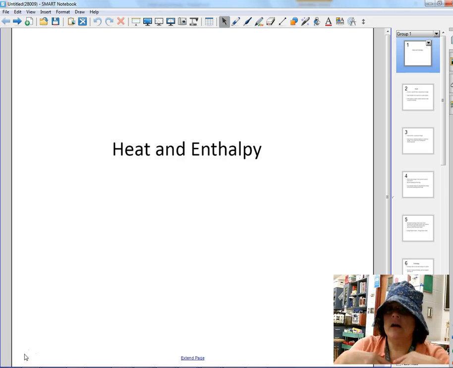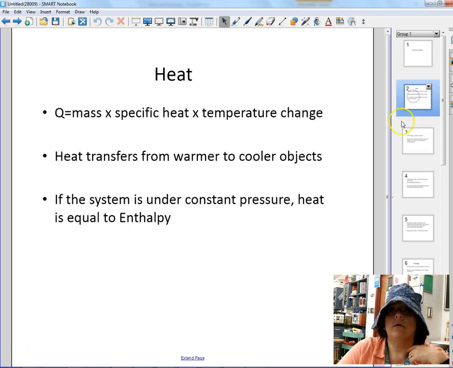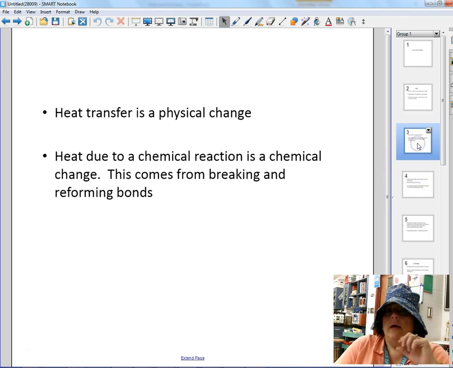Okay? It's not talking about heat transferring. Now we're going to be talking about heat and where it is coming from. That's just what I just summed up. Heat in a chemical reaction comes from breaking bonds.